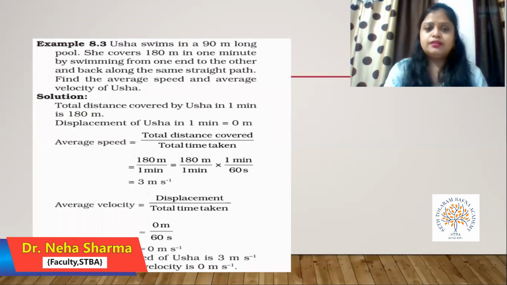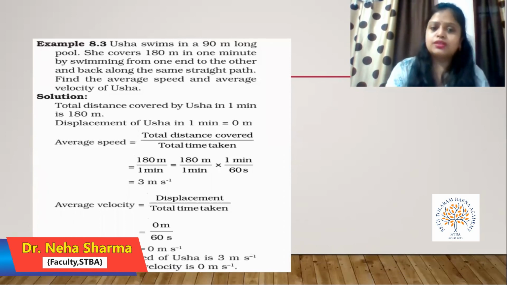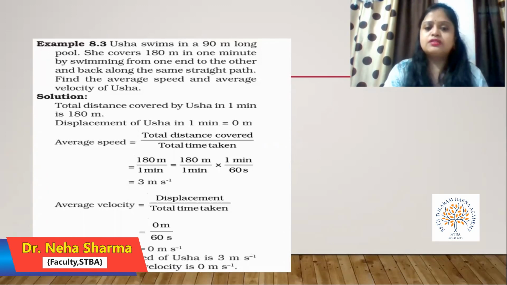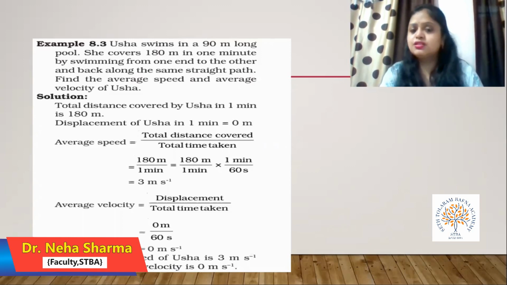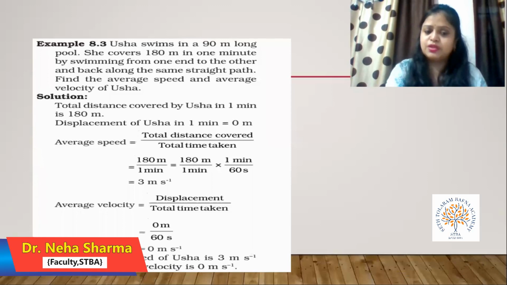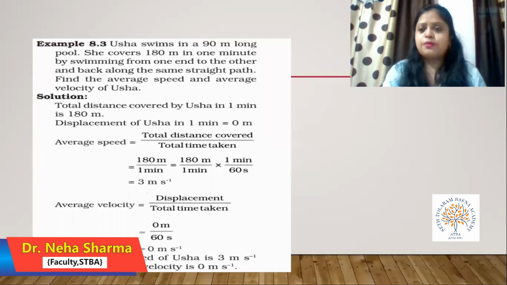This is one more example of how we calculate average speed and average velocity. A girl, Usha, swims and covers 180 meters in 1 minute, swimming from one end to the other and back along the same straight path. We find the average speed and average velocity as in previous examples. Average speed is total distance by total time, and we must look after the units, which should be the same. Because the initial and final positions are the same, the displacement is zero. So the average velocity is zero and the average speed is 3 meters per second. I hope this topic is clear to you.